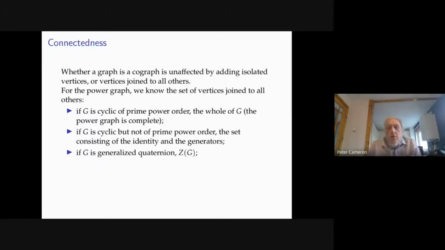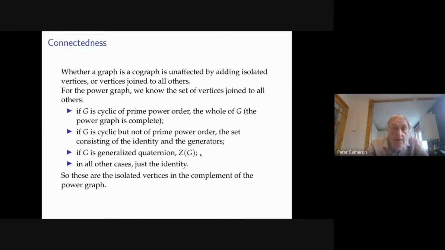If G is a generalized quaternion group, then the involution in the center is joined to everything, and in fact that's all. So in a generalized quaternion group, the set of vertices joined to all others is just the center of the group, just as it is in the commuting graph. And in all other cases, the only vertex joined to all others is the identity. So in most cases, if the group is not either cyclic or generalized quaternion, then the only vertex joined to all others is the identity. So typically we'll say, if you remove the identity, what's left? Is that connected?